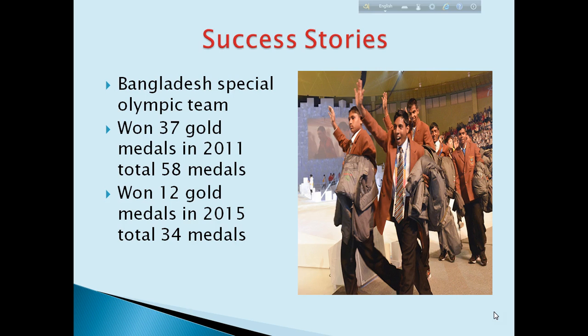Moving on to our next slide, it's about the success stories. It is time for some success story to let you know. We know we have football or cricket team, but do you know we have a Special Olympic team? Bangladesh Special Olympic team gained success in recent times. This team consists of special players. In 2011 Special Olympic, Bangladesh won 37 gold medals and a total of 58 medals. In the recent 2015 Los Angeles Special Olympic, they won 12 gold medals, including a total of 34 medals. It proves that if we give them opportunities, they can make us proud. They can take our flag high.